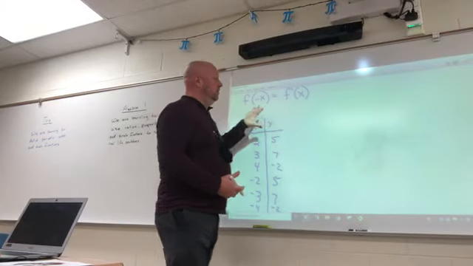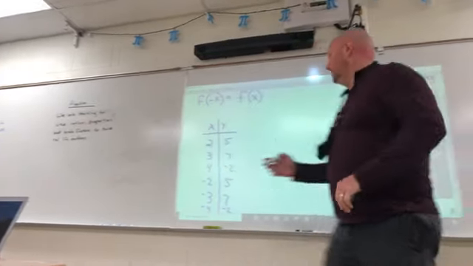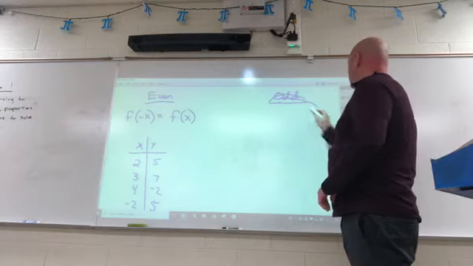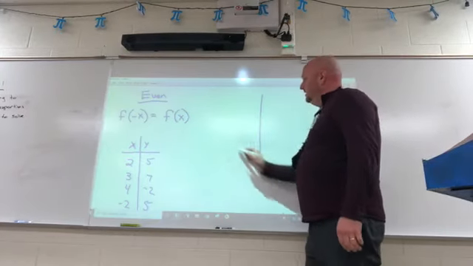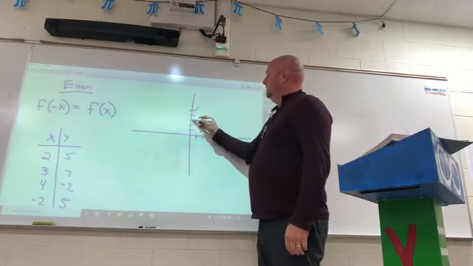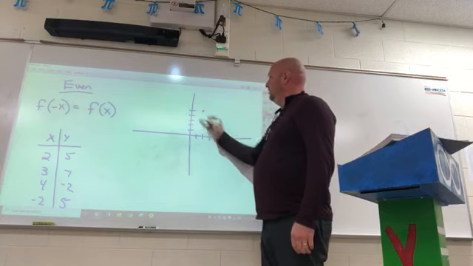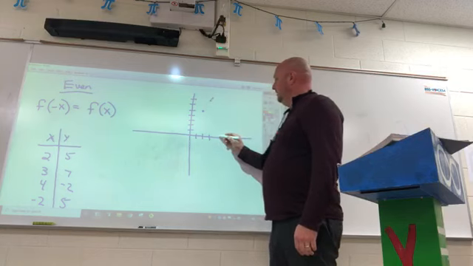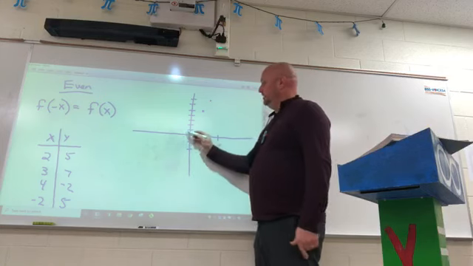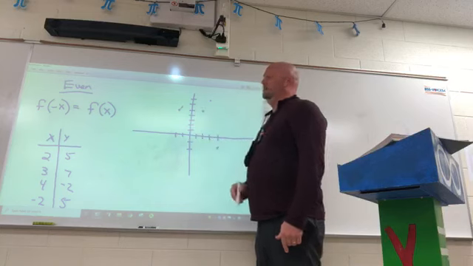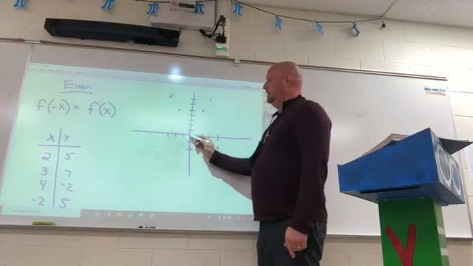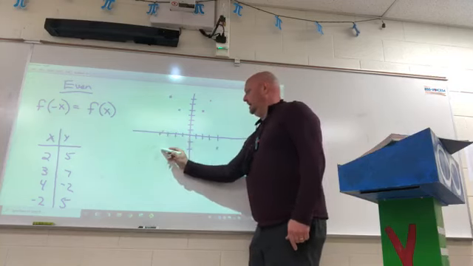Now, graphically, what happens here, and I'll just do even on this one screen, and we'll talk about odd in a second. So graphically, if I have a point at 2, 5, a point at 3, 7, and a point at 4, negative 2, right? And then when I plugged in the opposite values, when I plugged in the negative 2, I got a 5 again. When I plugged in a negative 3, I got a 7. And when I plugged in a negative 4, I got the negative 2 again.